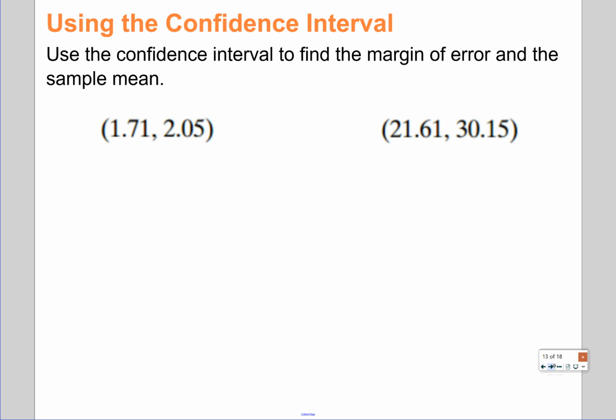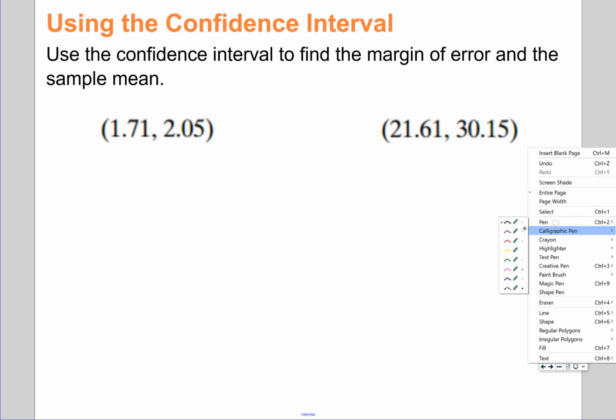So we're going to start with this problem. It says use the confidence interval to find the margin of error and the sample mean. So this is the opposite of the problem that we did yesterday to end the lesson. Yesterday we found the sample mean from the data, we found the margin of error, and then we added and subtracted it on to the sample mean to get these values that were the end of our interval. So here we're working backwards now.